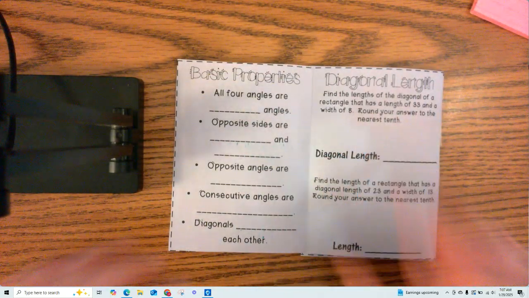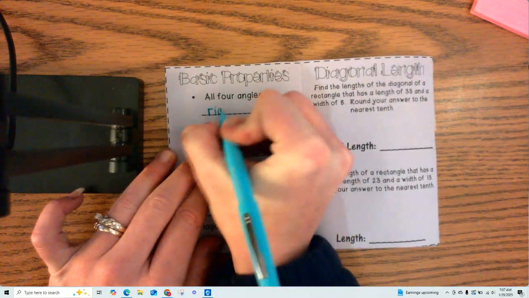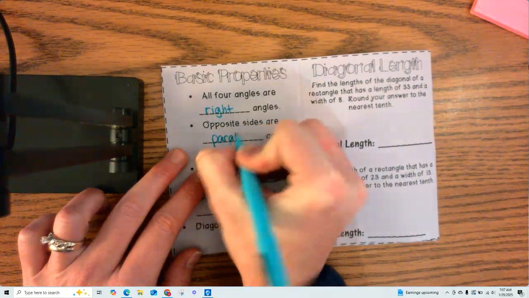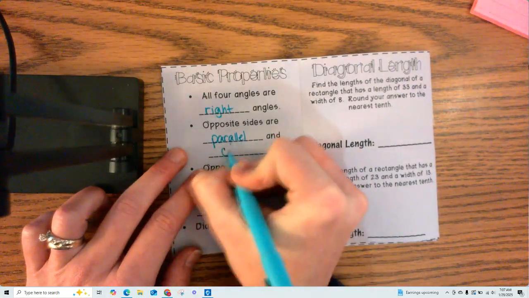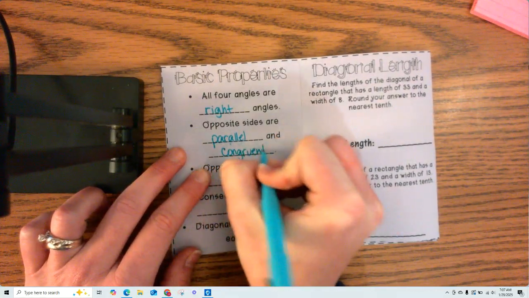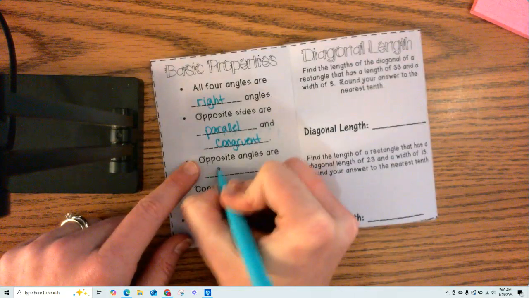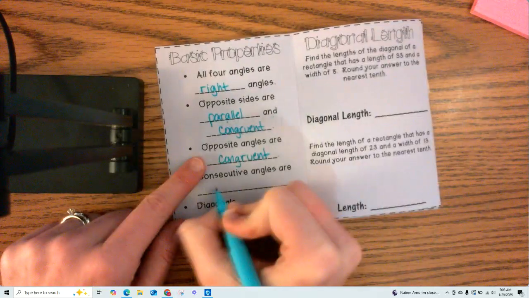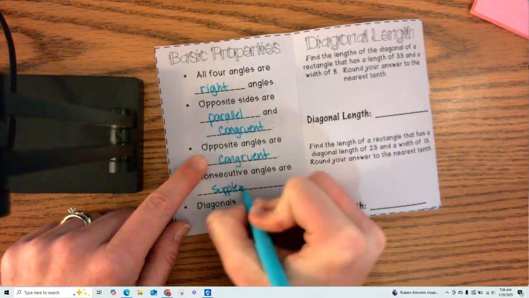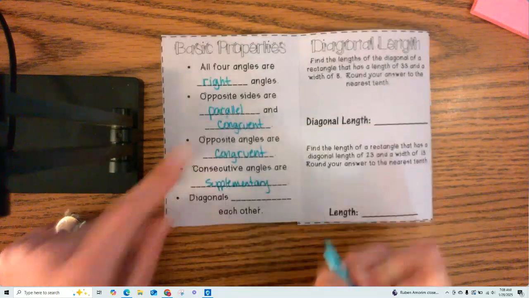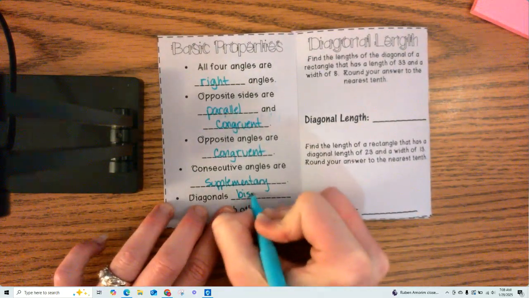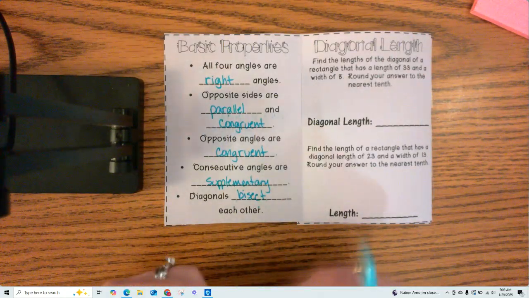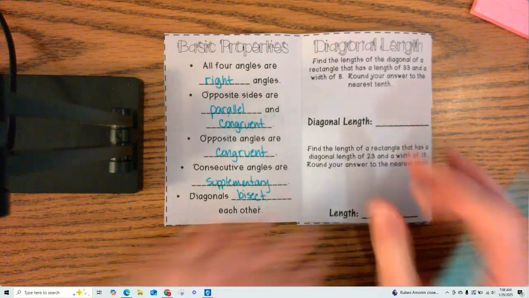So the basic properties: all 4 angles are right angles. Opposite sides are parallel and they're congruent. Opposite angles are congruent. Consecutive angles are supplementary. And diagonals bisect each other. So all of those properties from the parallelograms are the same for the rectangle. So here's where things start to change.